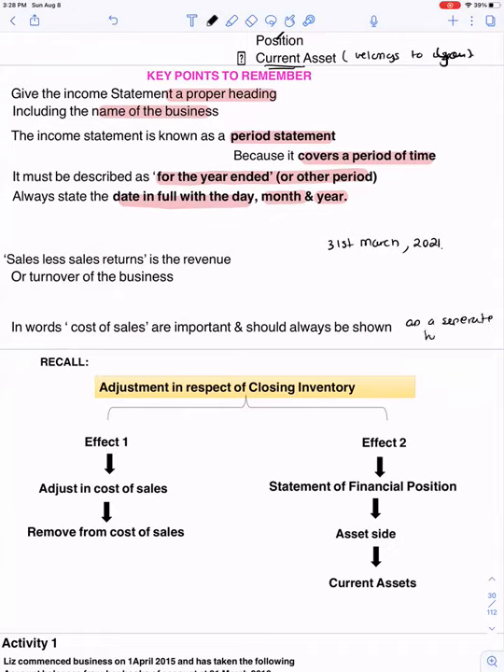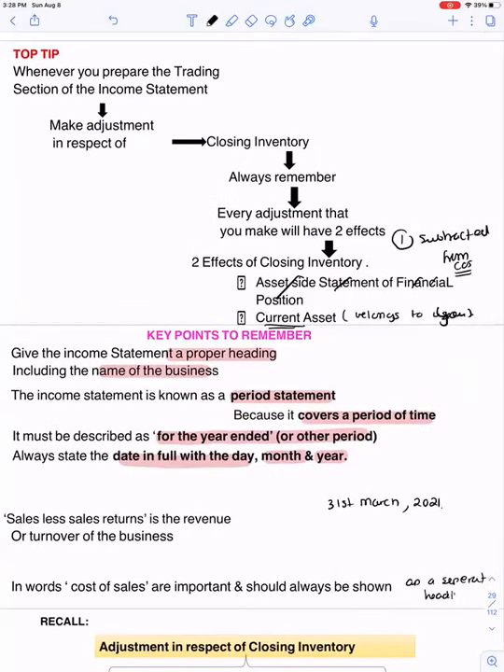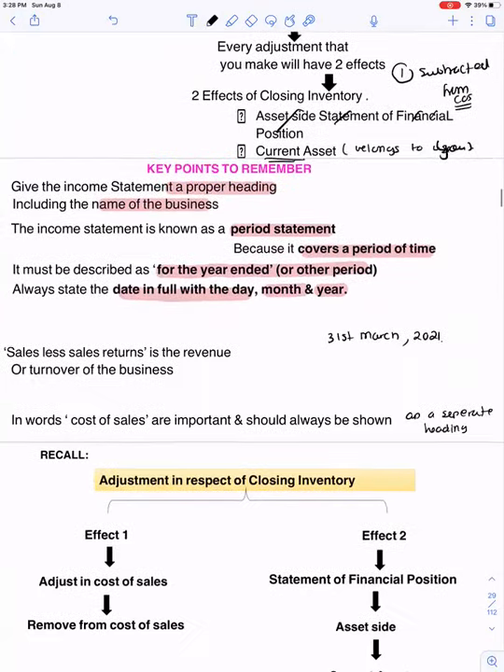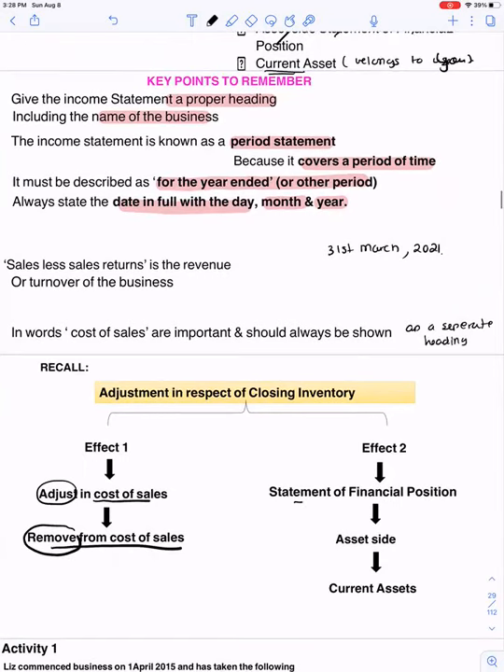So can you all tell me the two adjustments in respect of closing inventory? Effect number one would be that it is subtracted from the cost of sales. You adjust it in the cost of sales. You remove it from the cost of sales. Effect number two, you will show it in the statement of financial position, asset side, under the heading current assets.